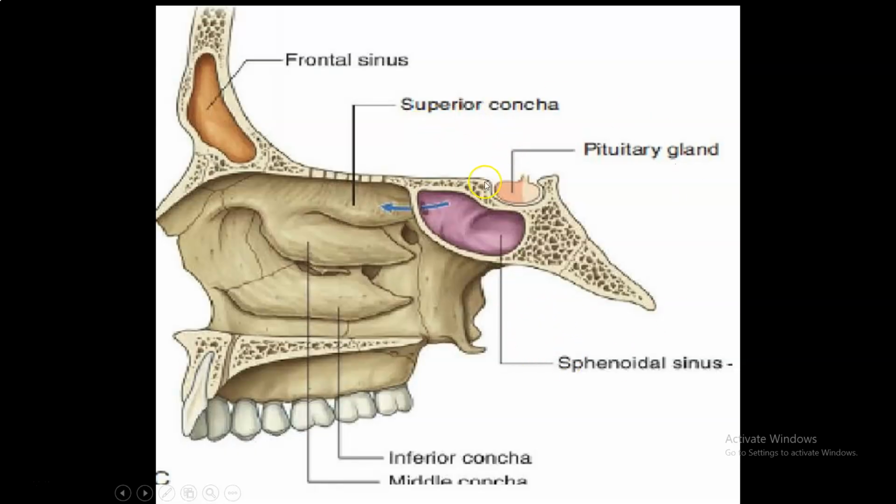This is the view of the sphenoid sinus, lateral view. This is the roof of the sphenoid sinus, posterior wall of the sphenoid sinus, floor. This is the ostium. Where is the ostium? It is in the sphenoethmoidal recess, medial to the superior turbinate, superior concha or superior turbinate.